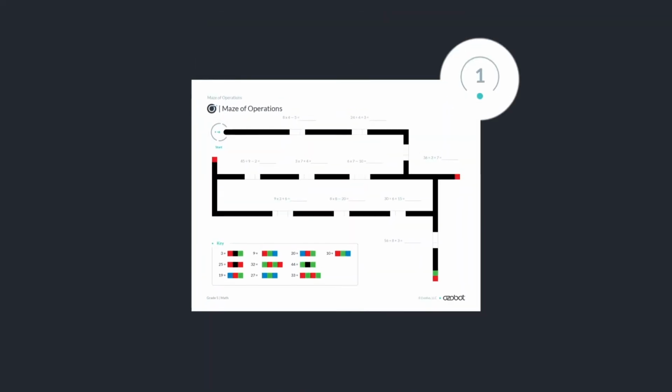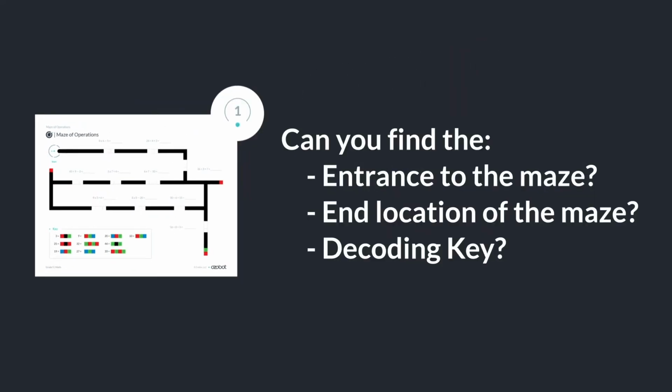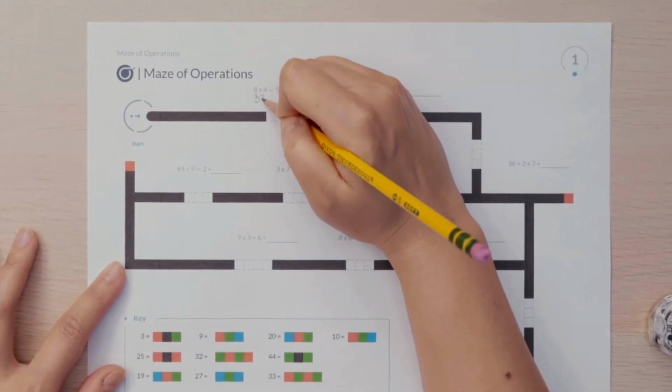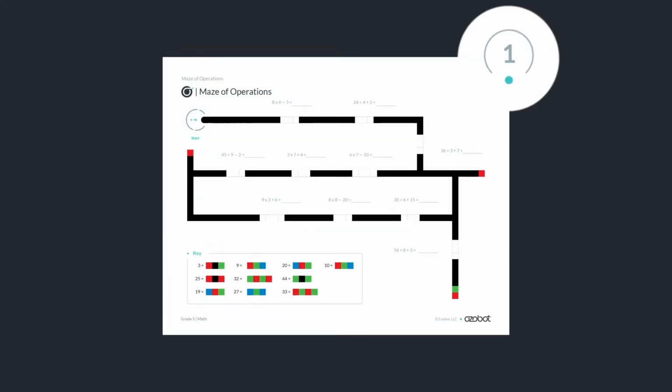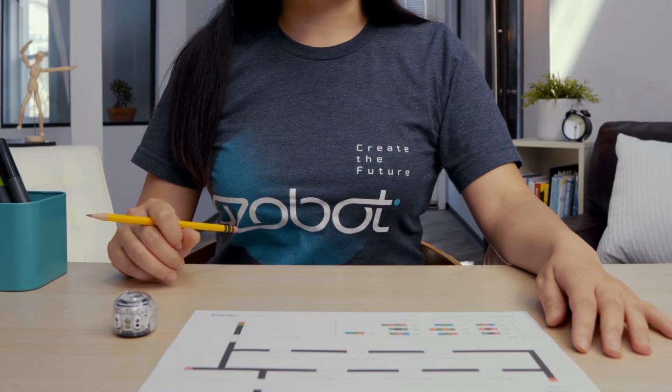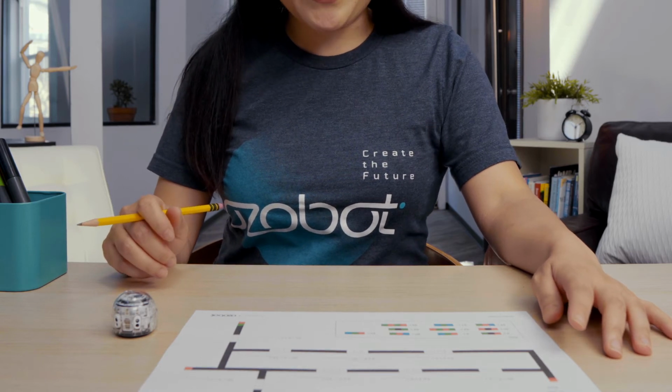Let's look at the maze of operations sheet. Do you see the entrance for your bot and the end location your bot must move to on the maze? Can you locate the decoding key? Now that you have all of your materials, you're ready to put your PEMDAS hat on.